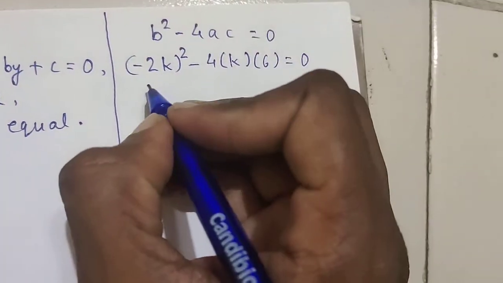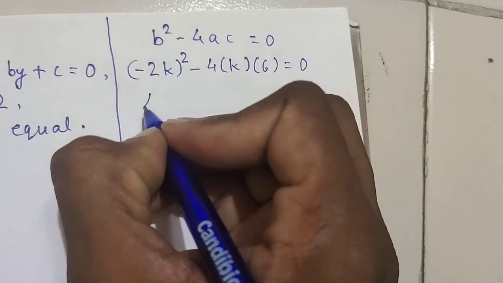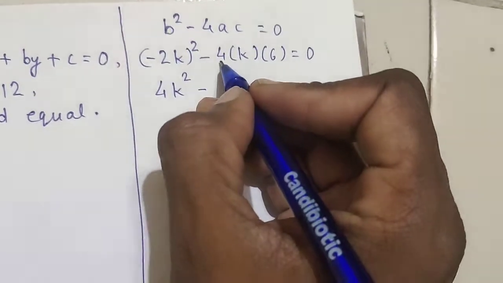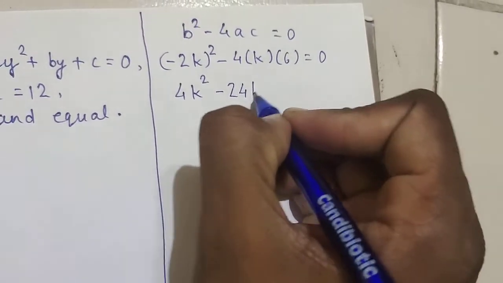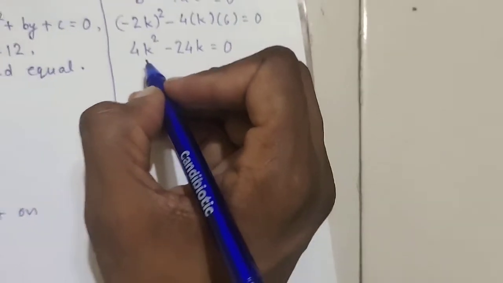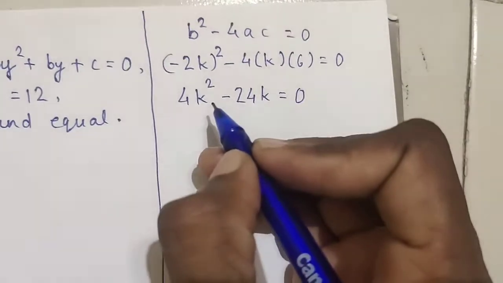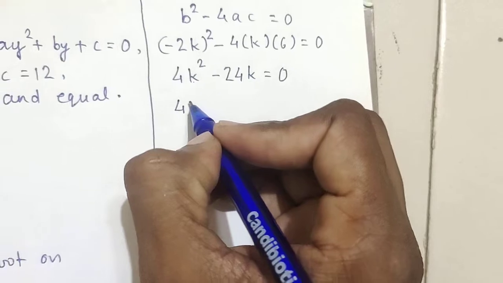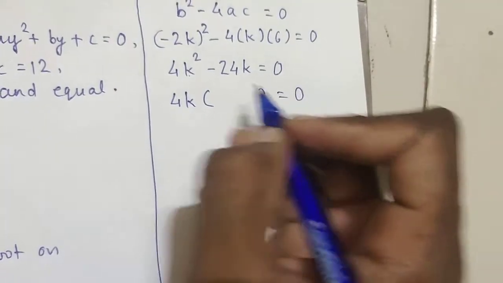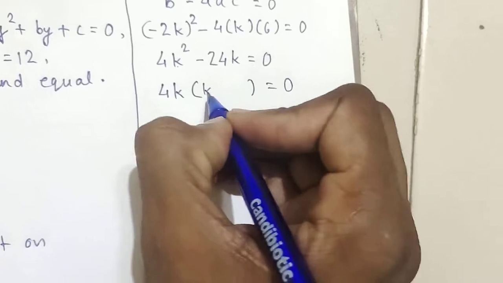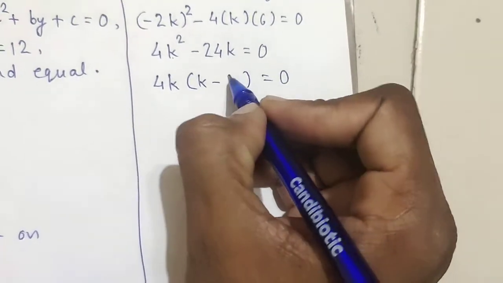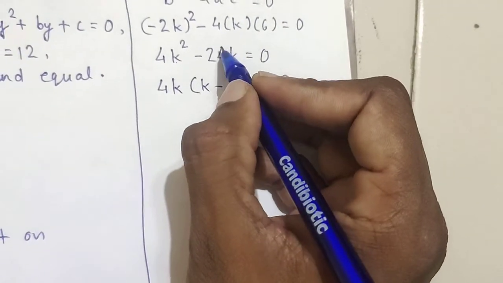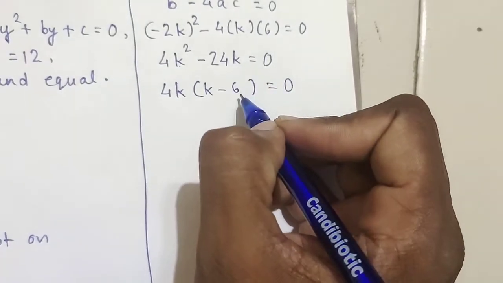So first simplify this. You know, minus 2 square becomes 4, and k square becomes k square, minus 4 times 6 is 24k, equals 0. Now in this case you are going to take common, and in both the terms you can see 4 is common, so write 4 first, and k is also common. Now see what is remaining here. If you take 4k common, k is remaining, minus, now 4 times 6 is 24, so already you have taken 4 common, so 6 is remaining.